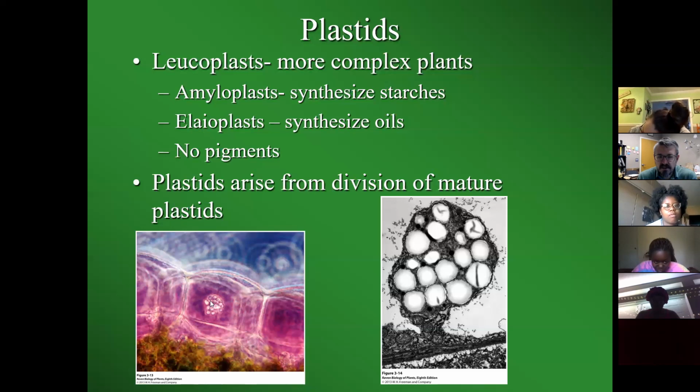So on the left here, this is an amyloplast. It kind of looks a little gritty. If you were to eat this, it might be kind of gritty, just a little bit, like potatoes are just a little. Especially, has anybody ever eaten a raw potato?